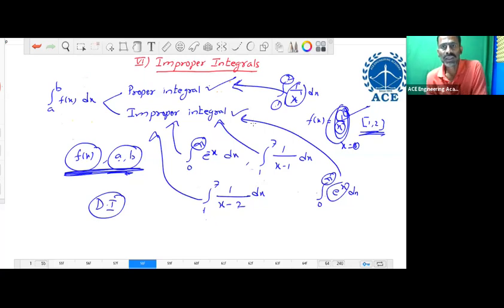All those are improper integrals. That is why you will discuss about the region of convergence, ROC only. Because of the improper integral, you will discuss about region of convergence. So here we'll discuss about the convergence of the integral.